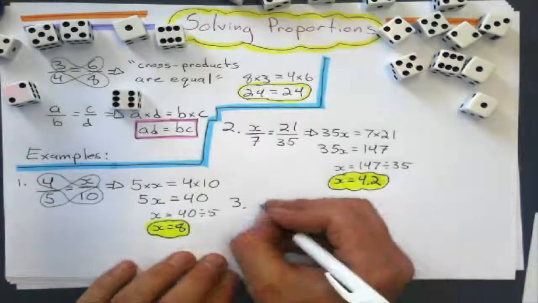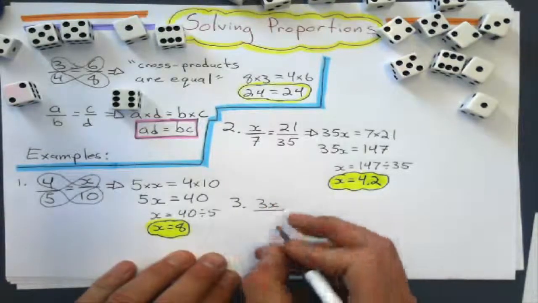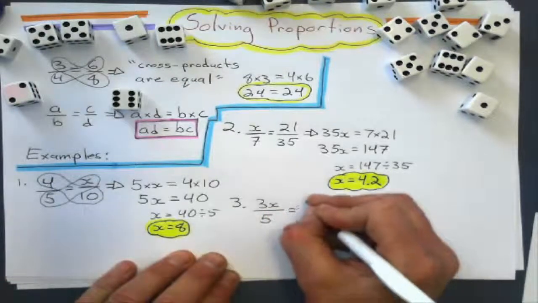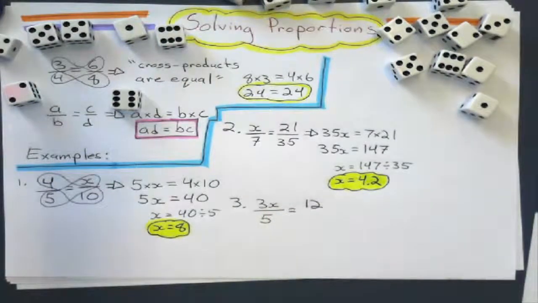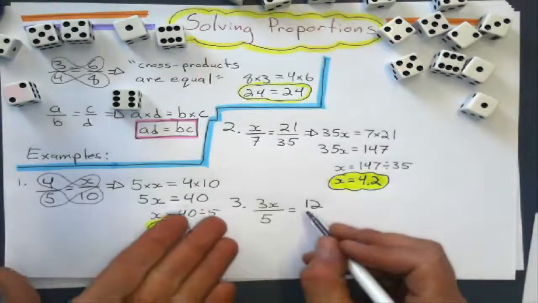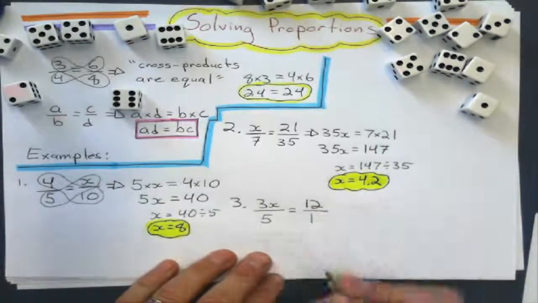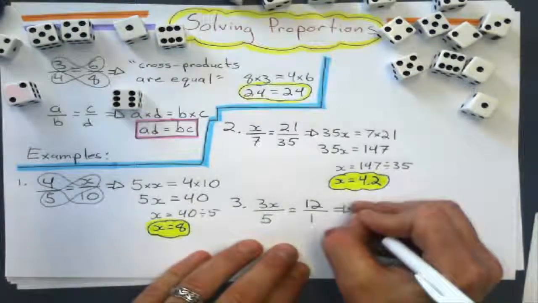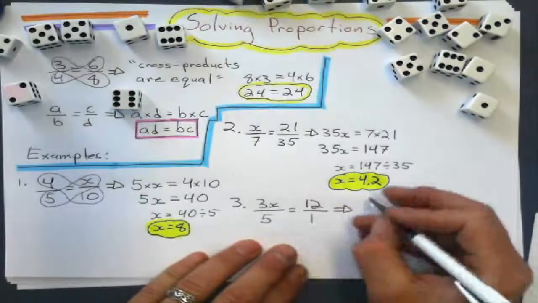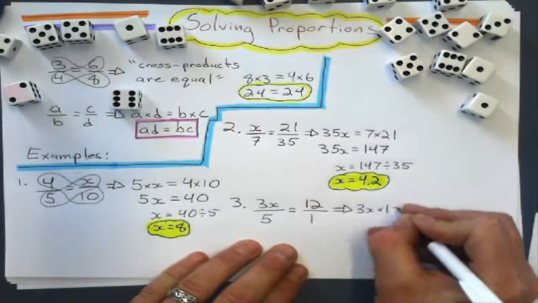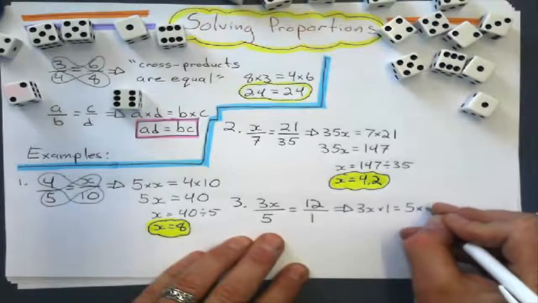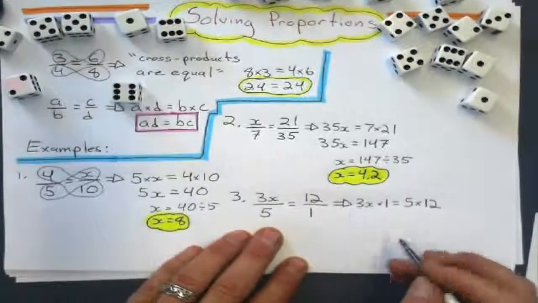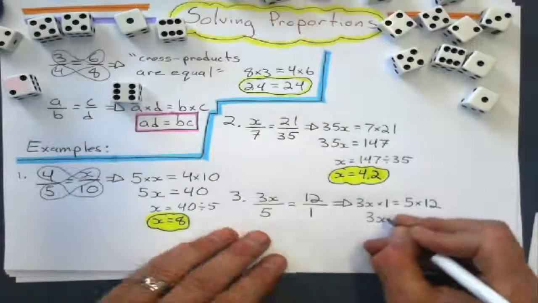Now, what if I have something like this? I got 3x over 5 equals 12. You say, wait, that's not a proportion. Your definition of proportion was two equal fractions. Okay, well remember, this 12 is kind of like a fraction in disguise, because really, it's just 12 over 1. And then we can be happy that it's a proportion. All right, 3x times 1 equals 5 times 12. Oh wait, 3x times 1 is just 3x.